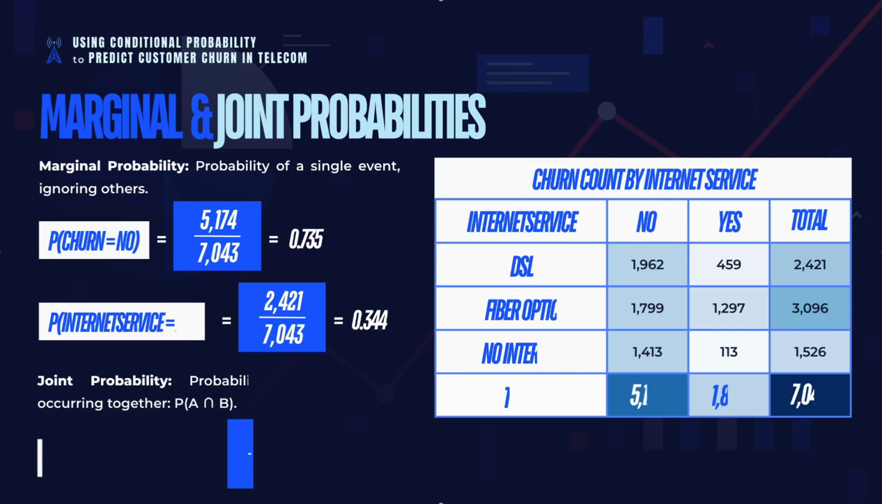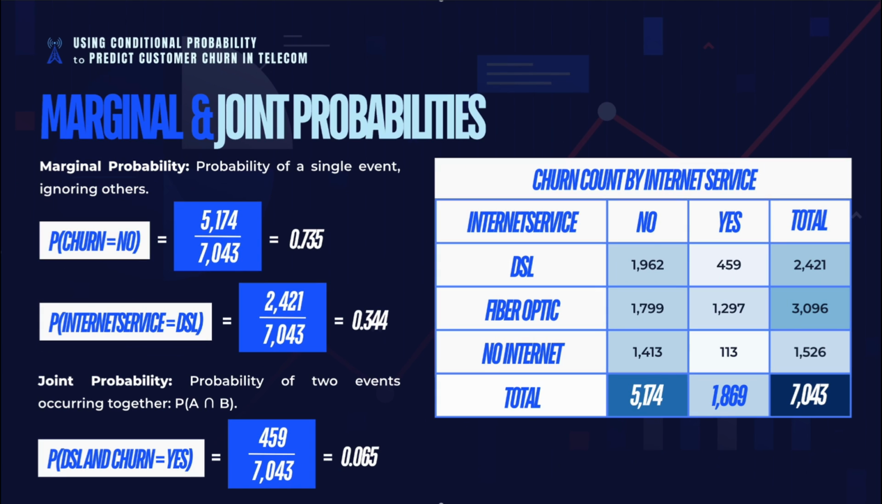And the marginal churn probability is very important as well, because marginal means a single event. So marginal probability is the probability of a single event, ignoring the other ones.